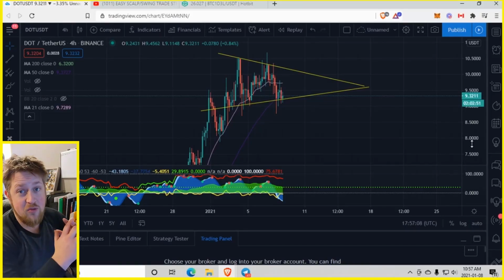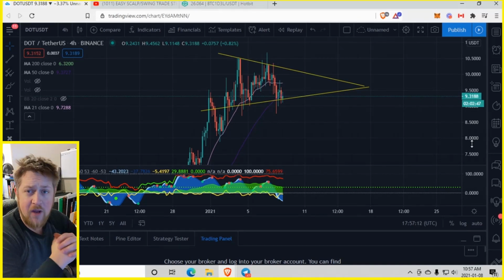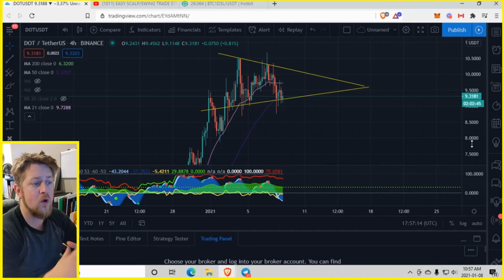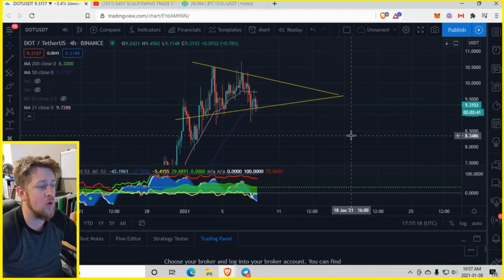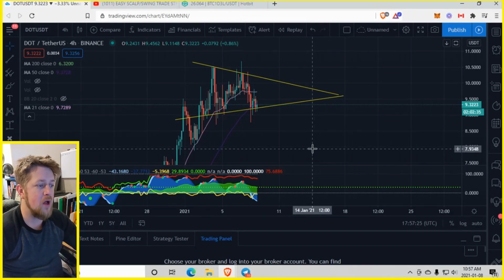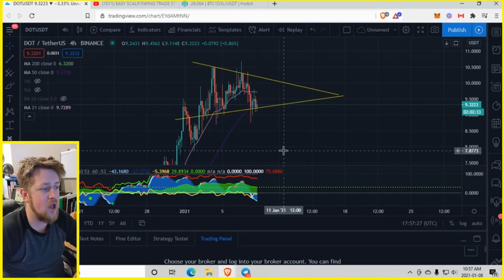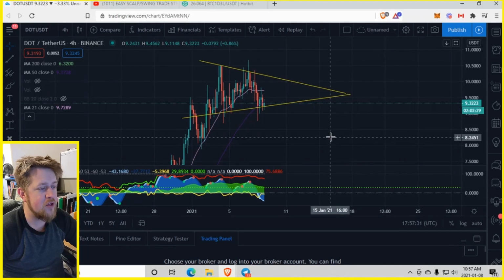So guys, at this point, we are going to be looking at Polkadot, Link, and Ethereum in this video. We're starting with Polkadot. As you can see, I have drawn the trend lines upper and lower as I see them on the chart. Everybody's charts and trend lines may look a little different, but in my opinion, I'm seeing a super bullish pennant at this point.